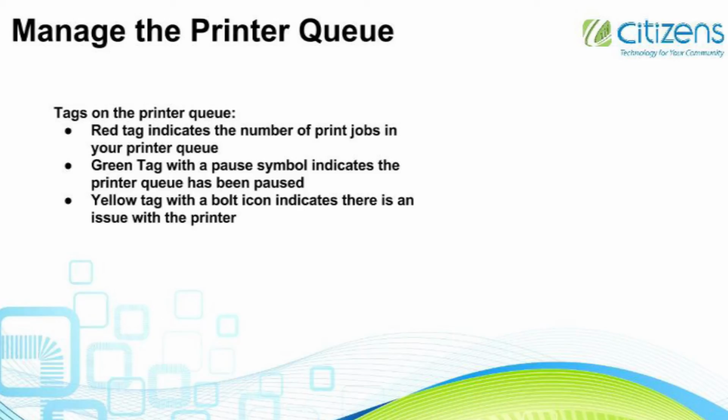Now if it has a green circle tag, it's a pause symbol. With a pause symbol, it indicates that the printer queue has been paused. Or if it's a yellow tag with a bolt icon in it, that means there was an issue with the printer.